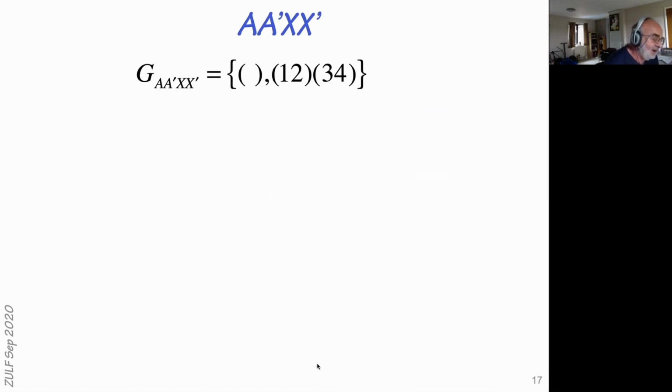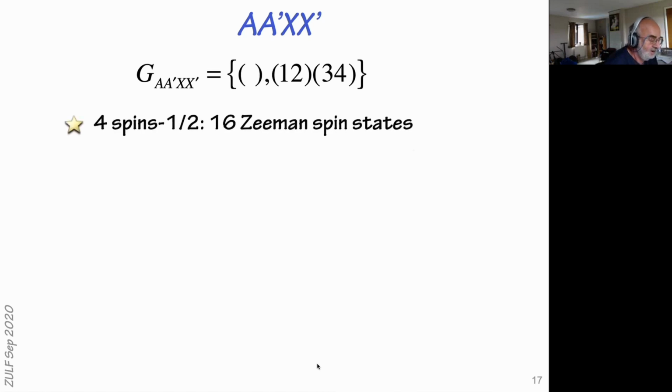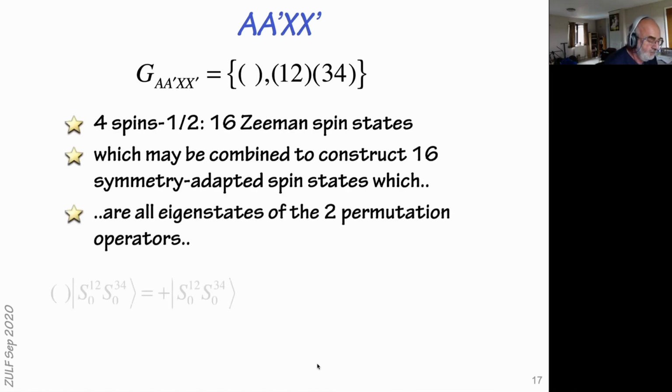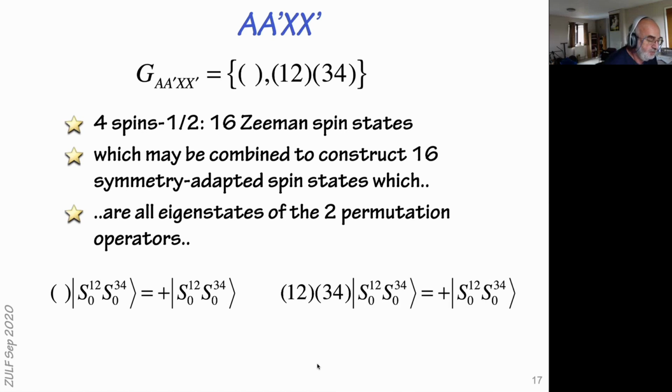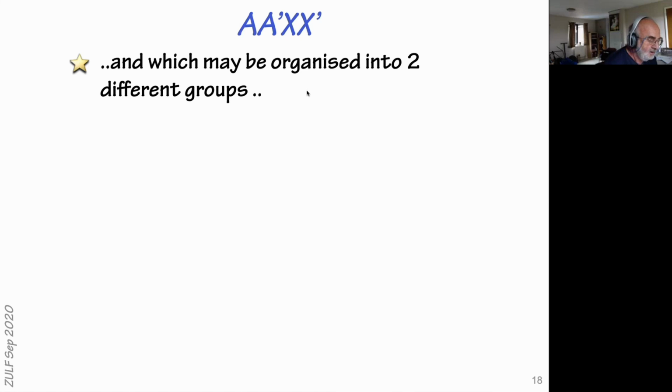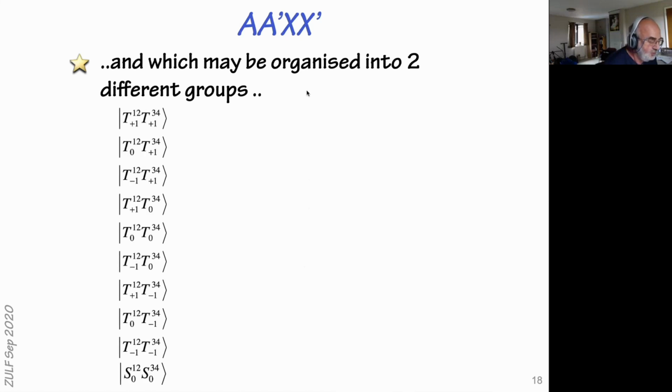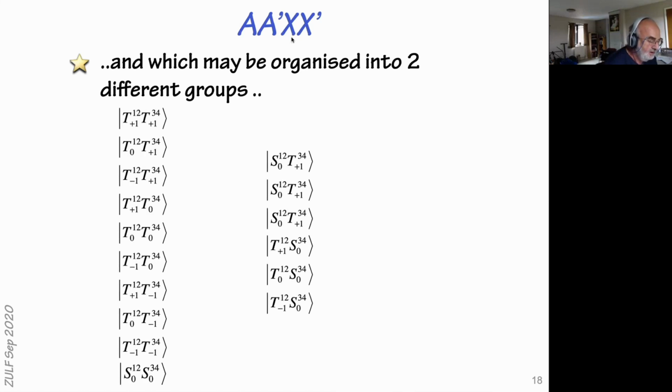Now we can do the same thing if we have magnetic inequivalence. Just in this case, the symmetry group just contains these two elements, the null element and the double swap. But again, it's the same story. We construct symmetry adapted states, which are eigenstates of these permutation operators. And again, you can organize the states into two groups. In fact, there's a group of 10 and a group of 6.